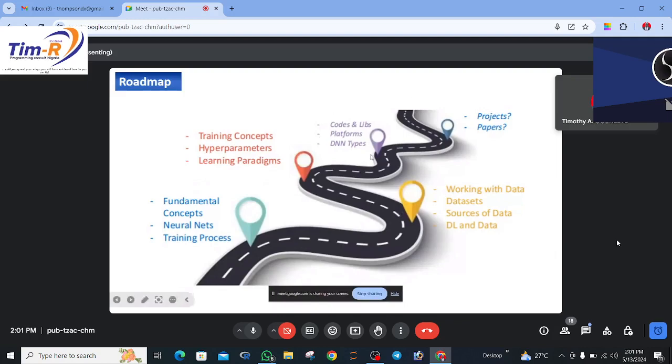Tomorrow we'll be looking at certain things which have to do with code and libraries that we can use to train deep learning models. Examples are TensorFlow and Keras. Another one is PyTorch. We'll also be looking at platforms that we can use to train deep learning models. For example, we can use Google Colab because it has more computing power, unlike our own personal computer, which might give us issues. And we're going to look at deep neural network types. This is where we are going to focus more now.